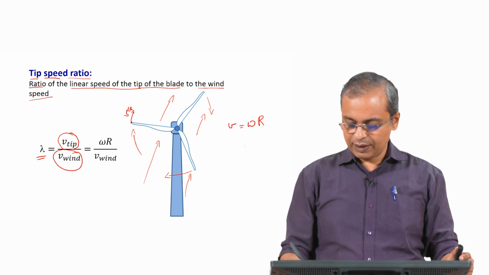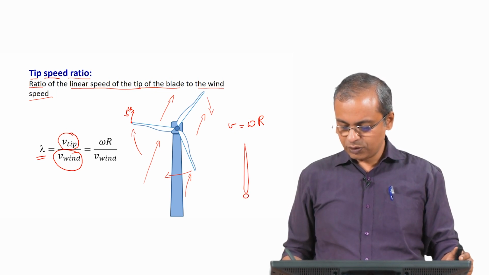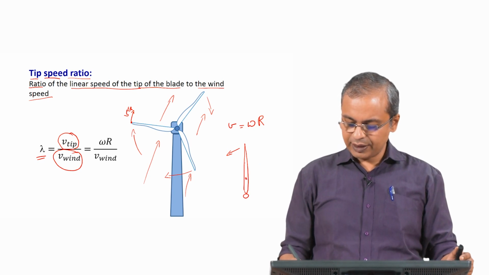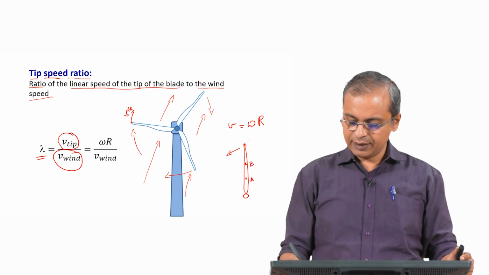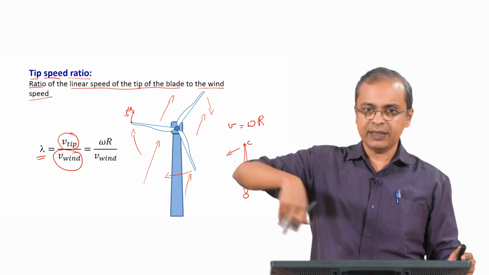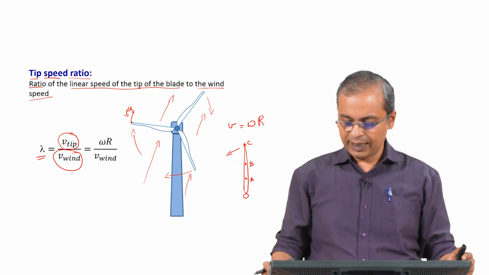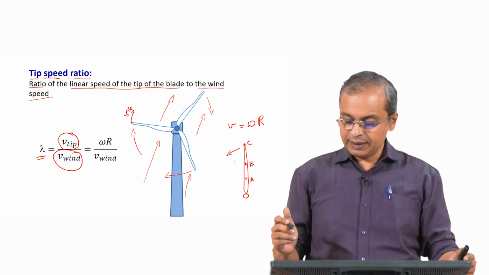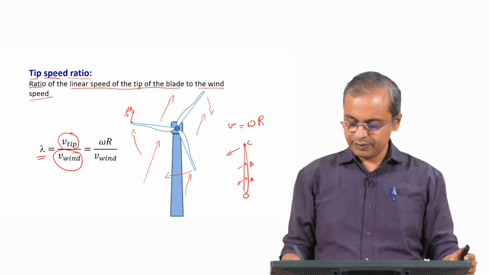So, if you have a longish blade and it is rotating, you can consider various points here. I will just say this is A, this is B and this is C. Even though omega is the same, if the whole blade is rotating round and round, so many radians per second you will have the angular velocity, the linear velocity of each of these is going to be different.